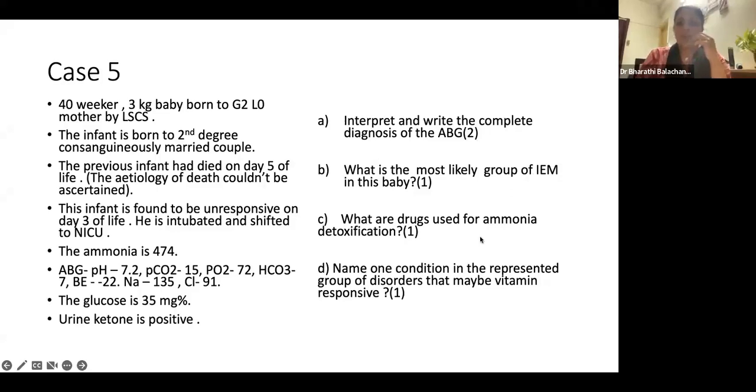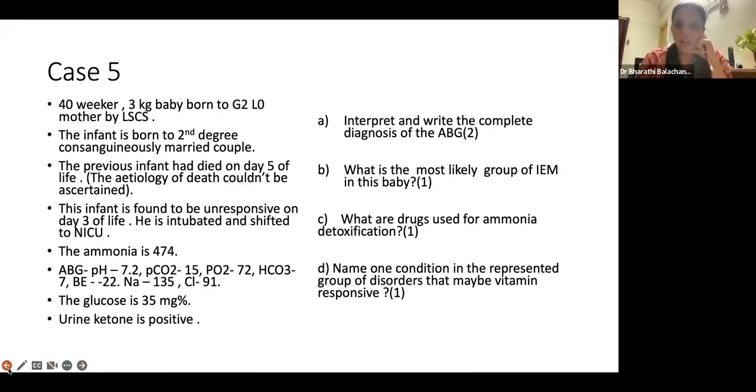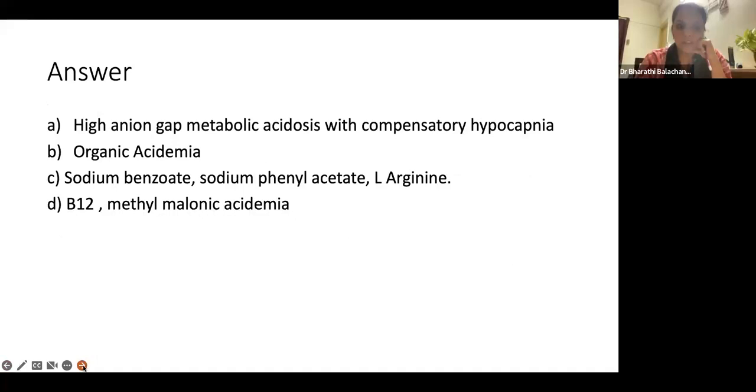So can anyone tell me what are the drugs used for ammonia detoxification? Yeah, sodium benzoate. That is correct. So high anion gap metabolic acidosis with compensatory hypocapnia, organic acidemia, sodium benzoate, sodium phenylacetate, and L-arginine are the drugs used for ammonia detoxification. And what are the conditions which are vitamin responsive? So one is B12. B12 can be given for methylmalonic acidemia. So that is one of the vitamin responsive organic acidemias.